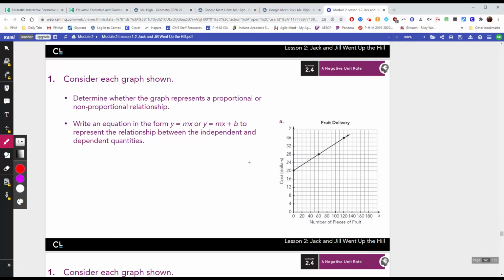But I would really like for you to try to do this independently. This is kind of a summary and practice for this lesson with proportional relationships and linear relationships and finding slope. So this would be a great time to pause the video and come back and check answers.